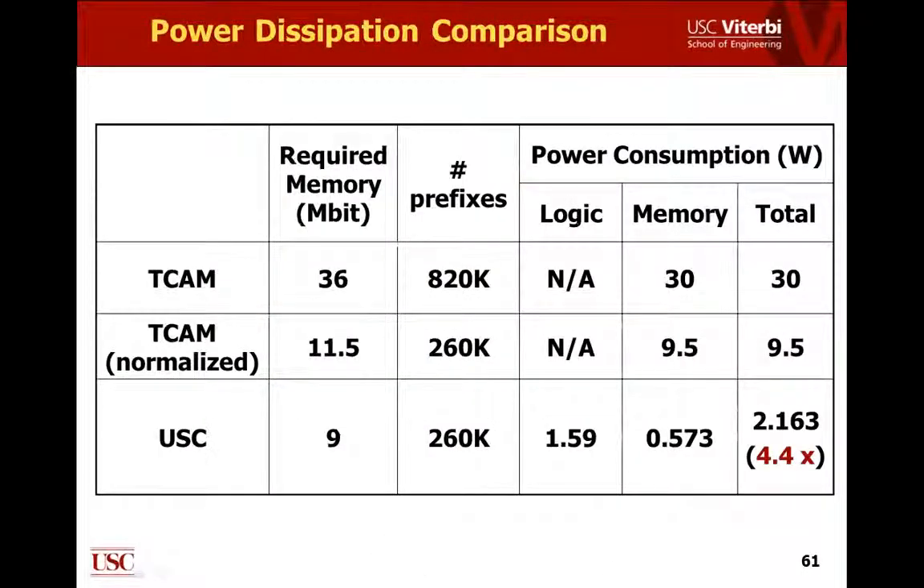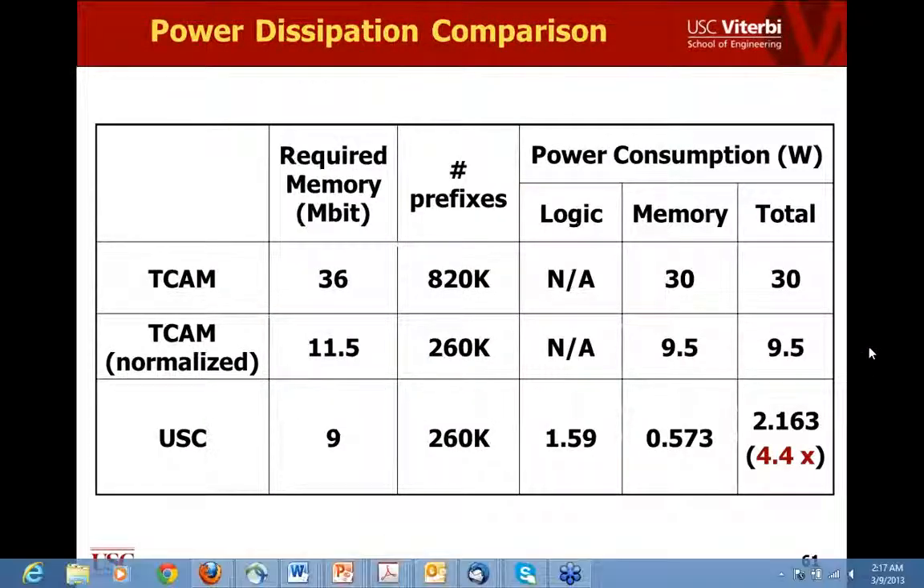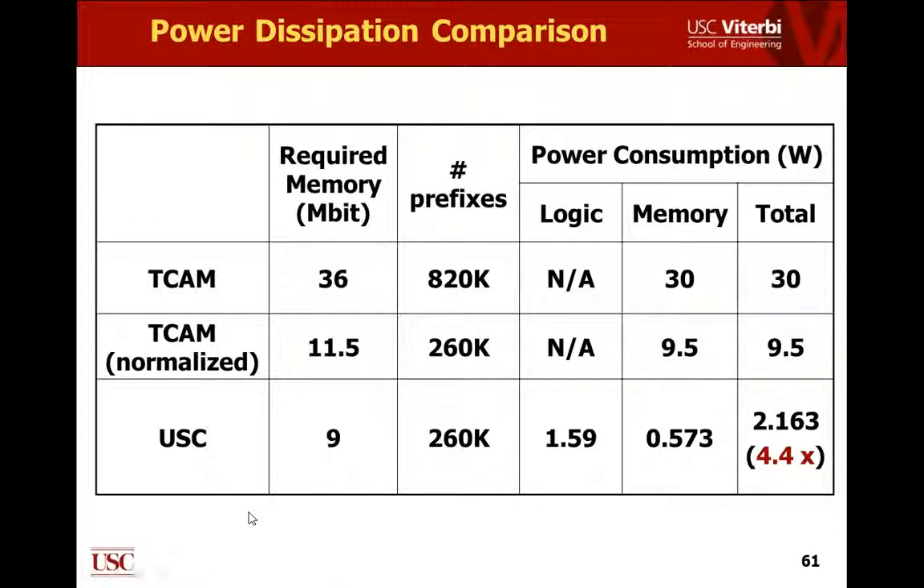To summarize this portion of the work, I'm comparing here the power consumption against the TCAM-based implementations. Normalized here refers to what would happen if we were to use the same size routing table on TCAM. This experimental result shows that up to 4x improvement can be obtained in terms of dynamic power dissipation, as opposed to using a large TCAM for storing the entire routing table, for the same throughput and the same number of prefixes or routing table size.